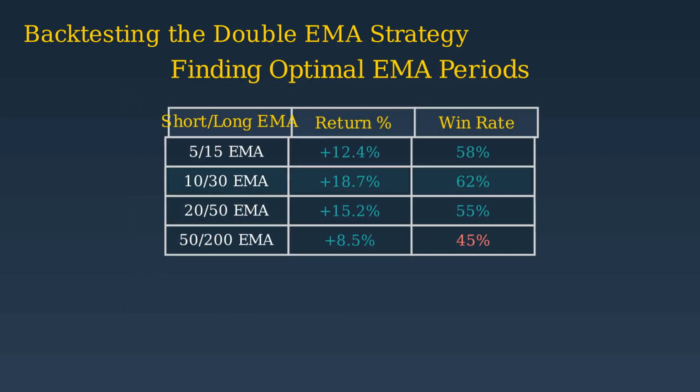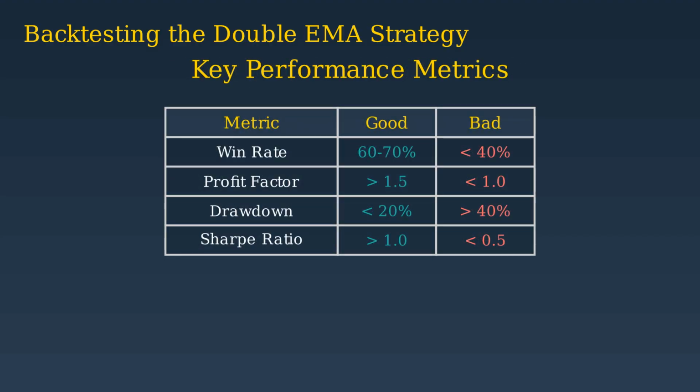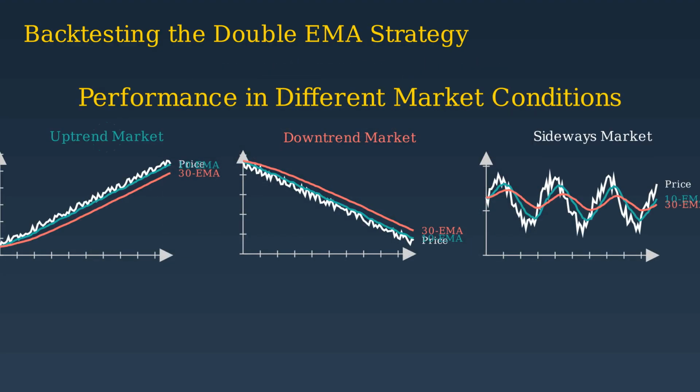Finding the optimal EMA periods is a critical part of backtesting. Different EMA combinations can produce significantly different results. When analyzing backtest results, focus on key performance metrics that indicate the quality of your strategy. A robust double EMA strategy should be tested across different market conditions to ensure it performs well in various scenarios.